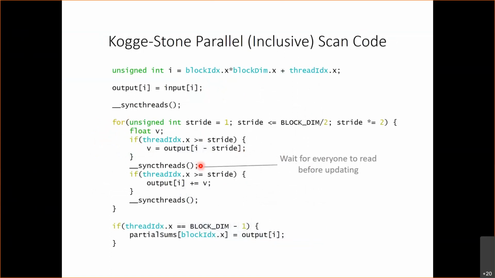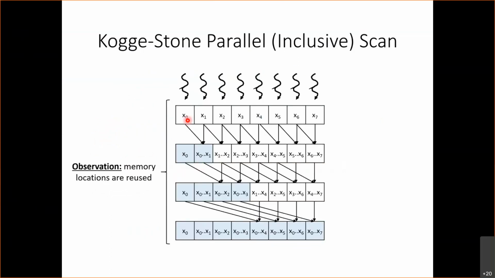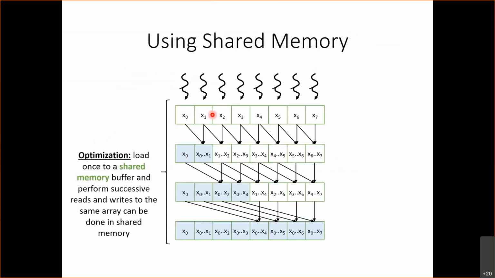As one of you said, one of the first things that comes to mind is what we did with reduction, and that is to use shared memory. You'll notice here that the memory locations are reused. So rather than doing all of this inside of global memory, we can load the initial values into shared memory, do our scan in shared memory, and then store the final result to global memory. Let's see what performance benefit that gets us.